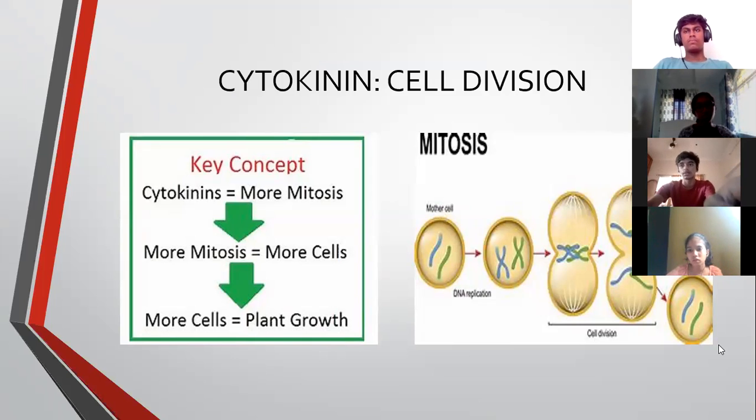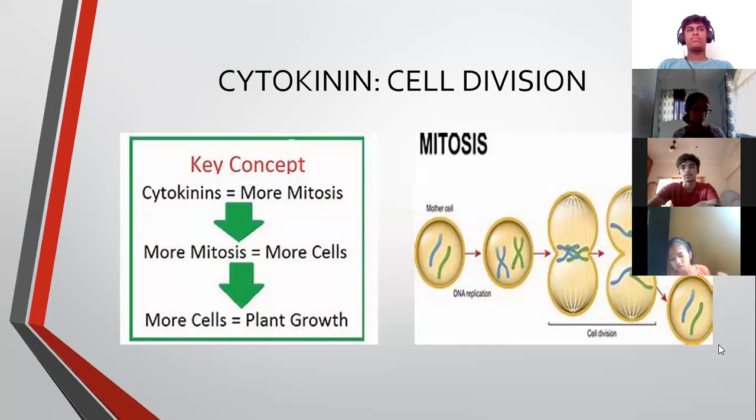If the cytokinin is more, more mitosis will be produced. If more mitosis is produced, more cells will be produced in the plant, and those cells will help the plant growth. Yes. So the more the amount of cytokinin, the faster will be the process of mitosis. And if the process of mitosis is faster, then a greater number of cells will be produced, and more cells will result in plant growth.